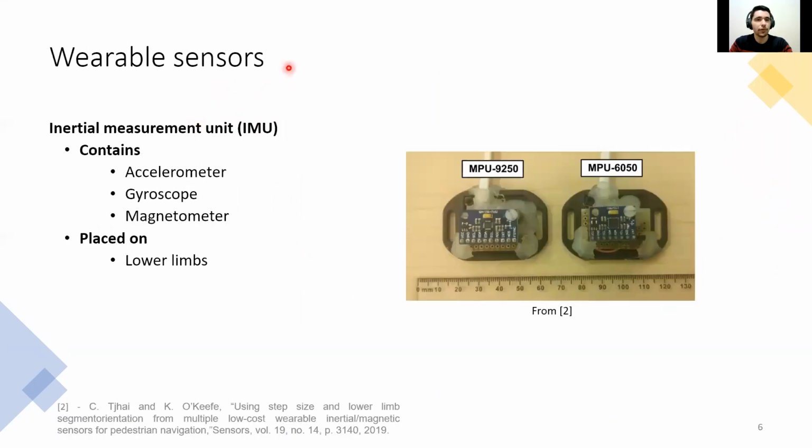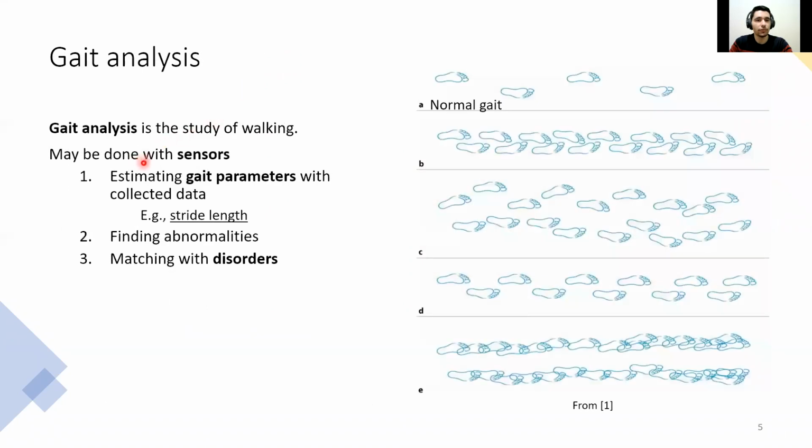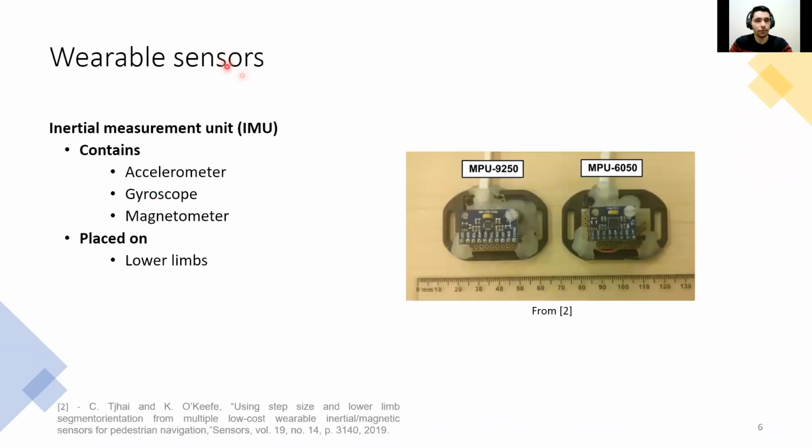A type of sensor that may be used to collect this data is the wearable sensors. Now, we chose the inertial measurement units. They've typically got compact dimensions, and they contain an accelerometer, a gyroscope, and sometimes a magnetometer, and you typically place them on the patient's or subject's lower limbs.